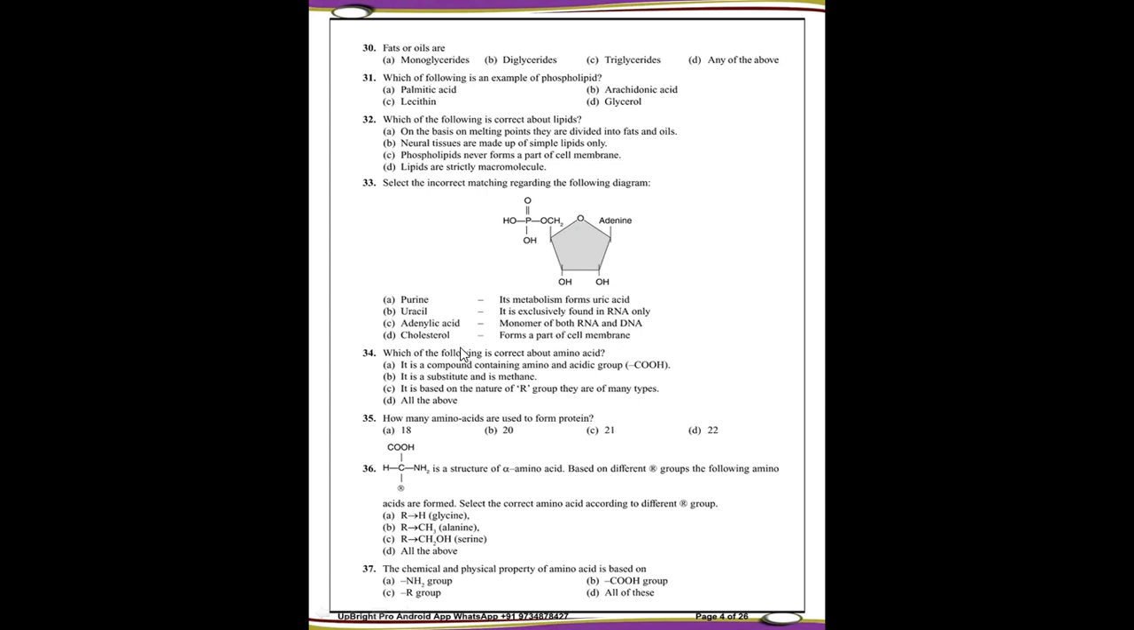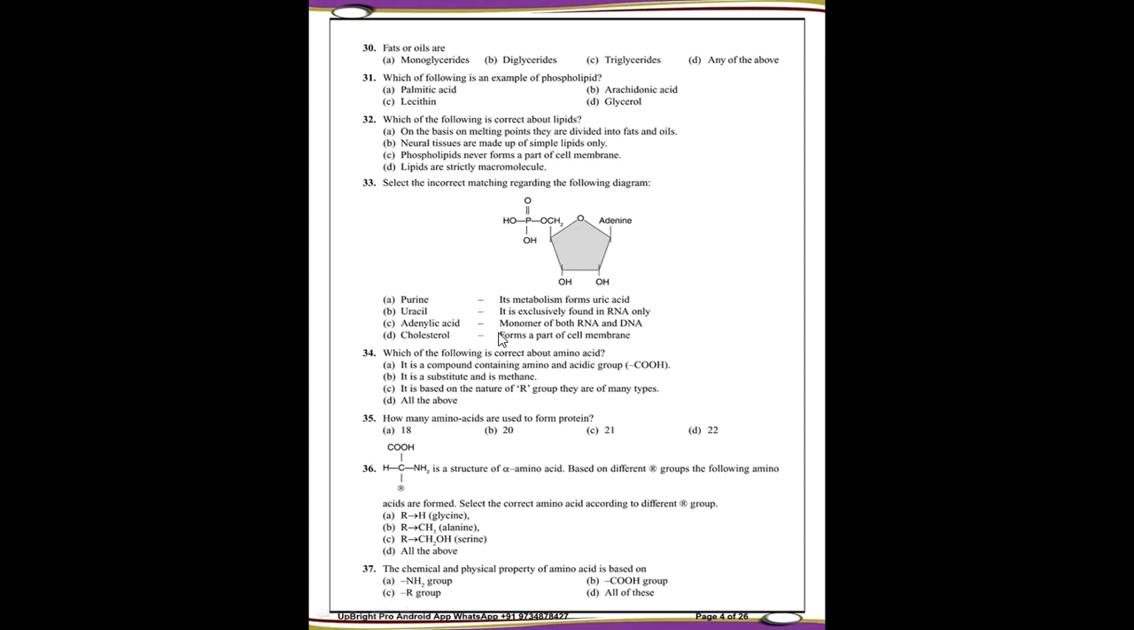No. Cholesterol forms part of it. Okay, so the answer is C. The answer is C, because adenylate acid is mostly the monomer of RNA molecule. RNA molecule. So let's take note of that. So the answer for question 33 is C.